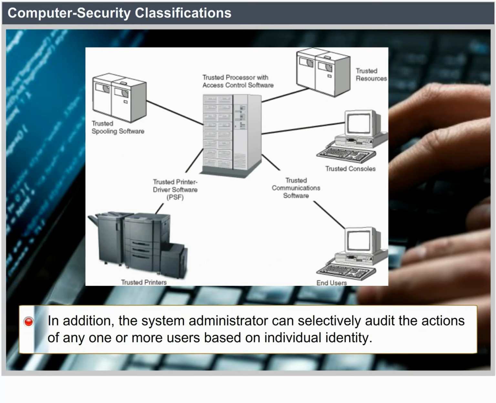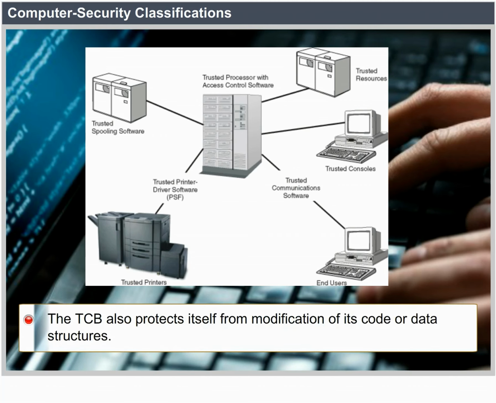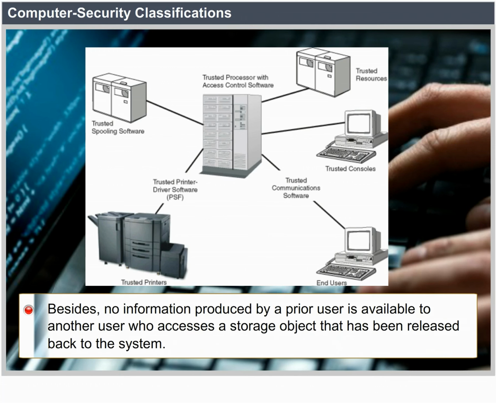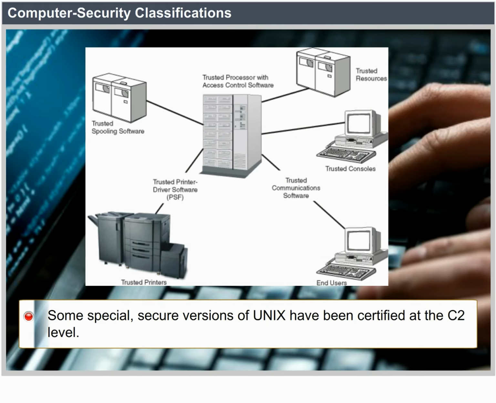The TCB also protects itself from modification of its code or data structures. In addition, no information produced by a prior user is available to another user who accesses a storage object that has been released back to the system. Some special, secure versions of Unix have been certified at the C2 level.